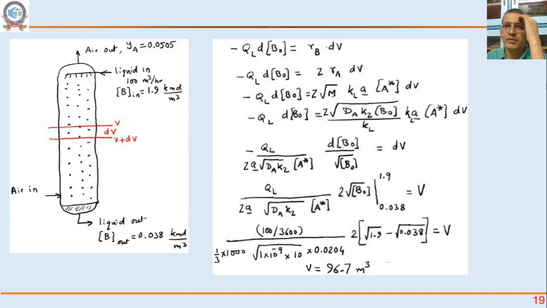So Z times root M DAK2 B naught by KL square root KLA. KL will cancel out. Right. So QL divided by this, A star is constant, dV by root B naught. Now you integrate. Now this is to be integrated from inlet B in, so 1.9 to 0.038. That will be our volume. See, 96.7 meter cube.